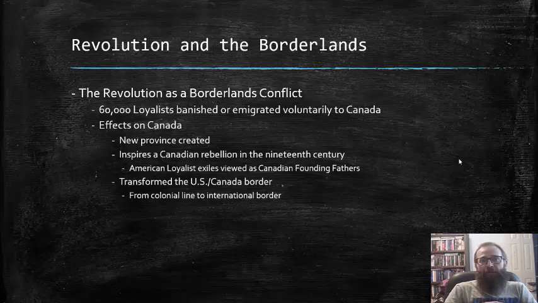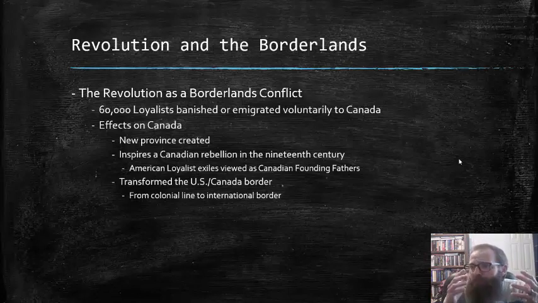At the conclusion of the Revolution, approximately 60,000 Loyalists were banished or immigrated voluntarily to Canada, and this had an extreme impact on Canada. An entire new province was created to accommodate these British settlers in what had previously been primarily French Canada. Even though Canada had been taken over by the British at the conclusion of the Seven Years' War, there still weren't very many British settlers, or English-speaking settlers for that matter, in Canada at the time. Most were still relics of the French occupation of that territory.